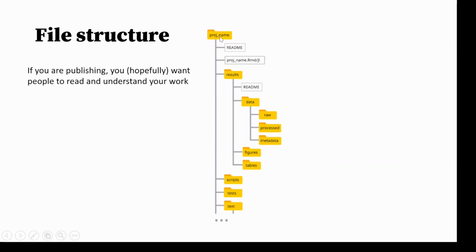And by this, I mean having your work organized in the form of a project where you have your project's name with a root folder. You have probably a notebook or a Jupyter notebook like you've been using here in this summer school. Then you have the results of your research organized in a somewhat clear fashion as data, the figures you produce, the tables. You have your scripts separately. You have tests if you're at that level, and then you have your text for your manuscript and so on.